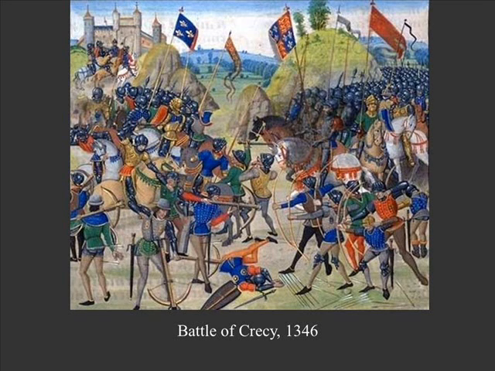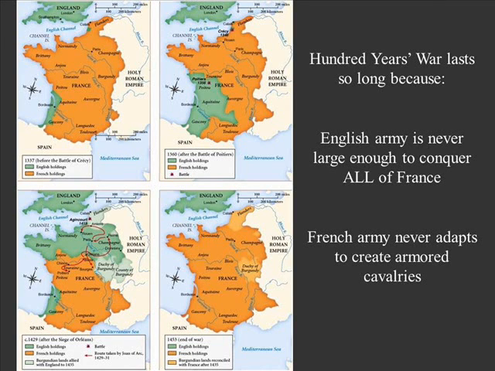But this starts off a conflict that goes on and on and on because really neither side can gain the upper hand over the other. The English have a smaller population than France, so they can never get enough soldiers together to fully conquer all of France and control it. That's their problem. It's a logistical problem. The French, because they have a bigger population, can build up a bigger army, but the problem is that they use foot soldiers, literally knights with swords walking around on foot, whereas the English use cavalry, which are soldiers on horses. So the English have fewer soldiers, but they're much more powerful. Does that make sense?